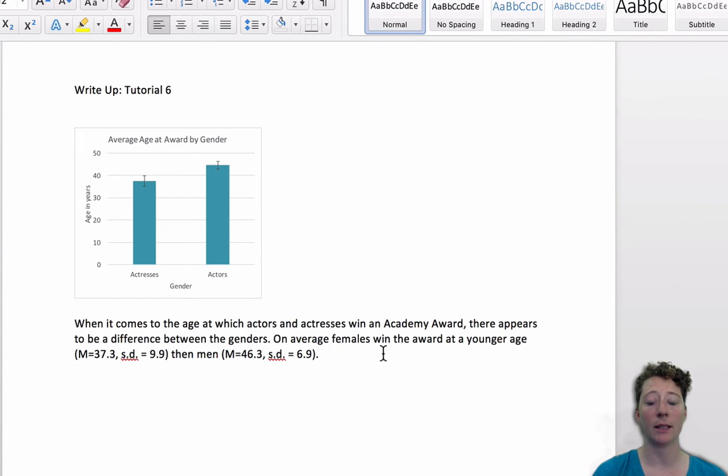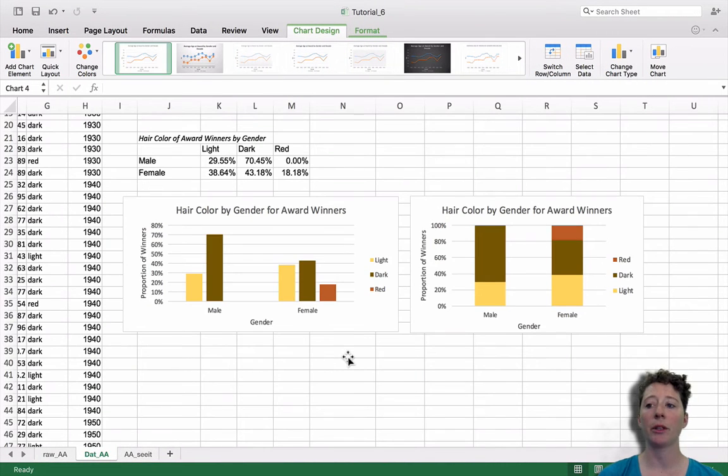Let's move on to the next visualization that we did in the tutorial. For this part of the tutorial, we ignored the continuous outcome variable of age and just wanted to go back and look at how two categorical predictor variables make up a group. In this case, the group is the whole population of winners. I have two different options for visualizing these proportions. I can give each subgroup, males with light hair, females with red hair, their own column to represent the proportion.